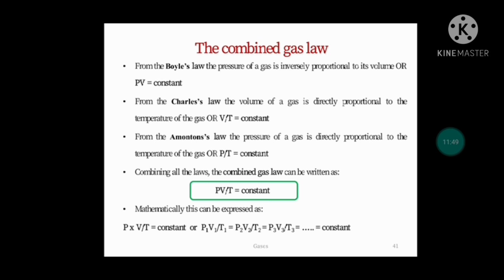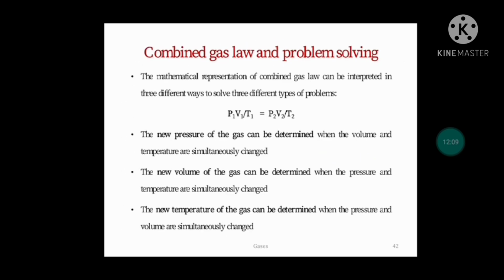So from Boyle's law, Charles's law and Amontons's law, combining all these laws, we are getting PV upon T is equal to constant, and it can be written as P1 V1 upon T1 is equal to P2 V2 upon T2. So we have a problem based on the combined gas law. We have to remember the equation P1 V1 upon T1 is equal to P2 V2 upon T2.